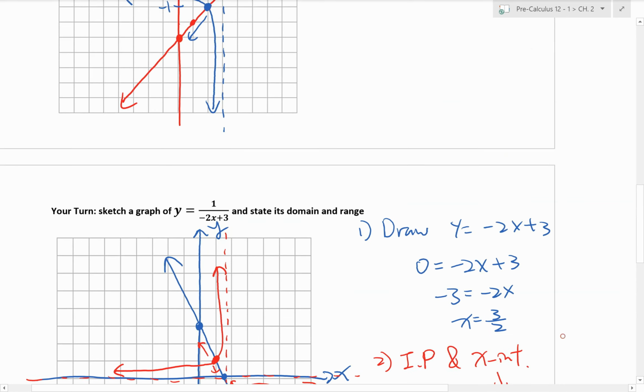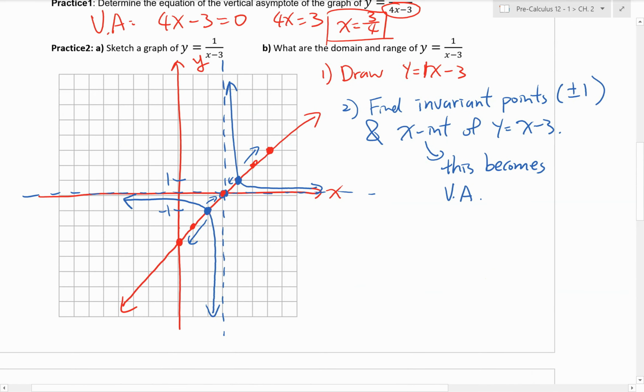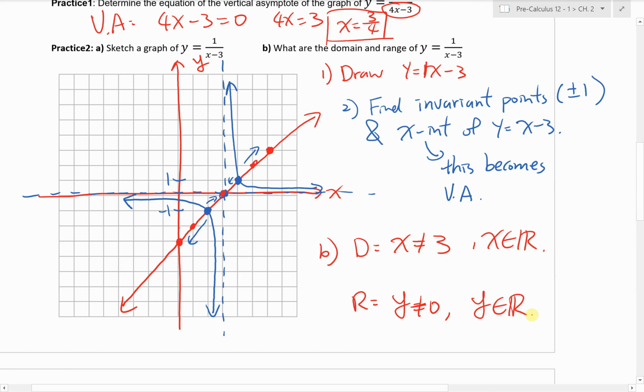Let me go back to the previous question. Does it ask us to write the domain and range? Oh, it does. I forgot to enter it. Okay, domain and range. So the domain here for the reciprocal function is going to be, again, same thing. It cannot equal 3, right? That's our x-intercept for the x minus 3 graph, but everything else. And for the range, it cannot be 0, but it could be everything else. There we go, that's better.